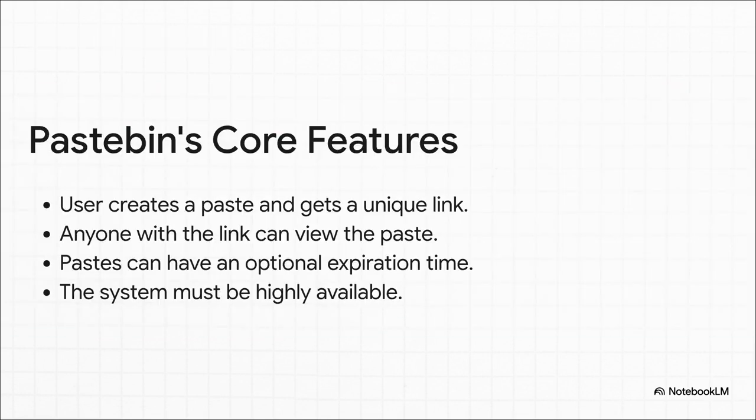All right, so let's start with step 1. What are our core features? Well, a user has to be able to create a paste. The system then needs to generate a unique link for it, and of course, anyone with that link should be able to view the paste. We also want to add an expiration time for these pastes. And this is a big one, the whole system needs to be highly available. That just means it has to stay online, even if some of its parts fail. We're keeping it simple and focused for now.